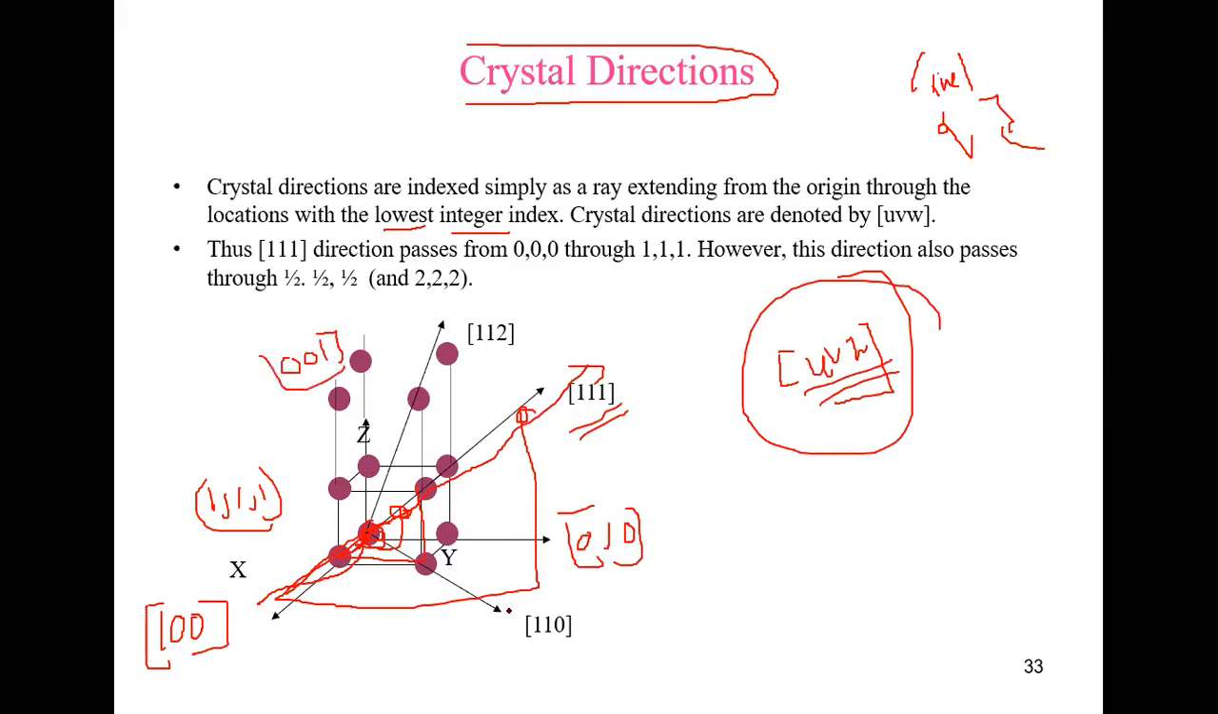Now, what is this direction? This direction is 1 here, 1 there, and there is no z. So 1, 1, 0, and draw the ray. And what about this one? Look, it's 1 on the x-axis, 1 on the y-axis, and 2 on the z-axis. So [112], and so on. In the exam, I might ask you to draw different crystal directions.